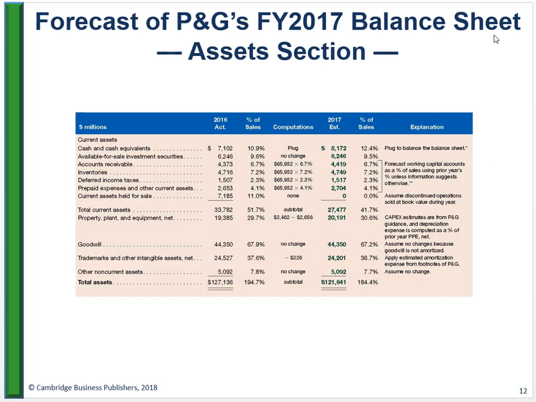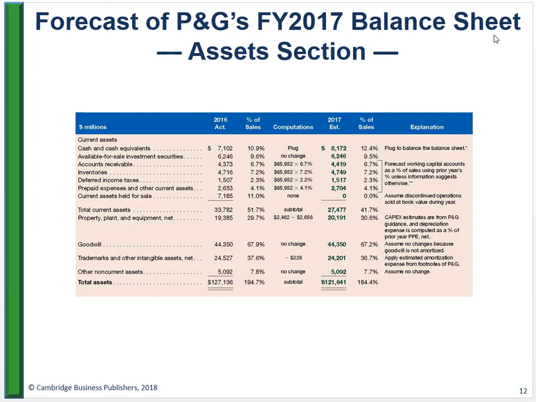Okay, so now that we have our numbers presented as percentage of sales, let's look at the computations column for each of these and the estimate that's generated in 17, the percentage of sales, and explanation to go along with that.